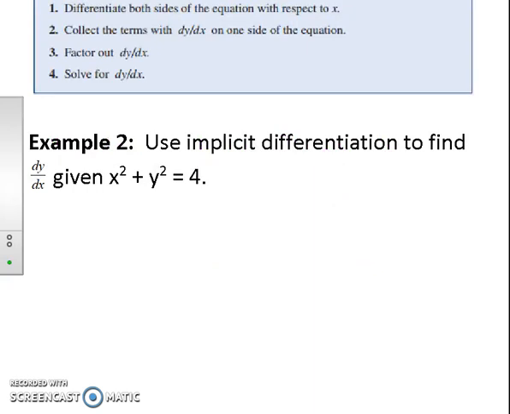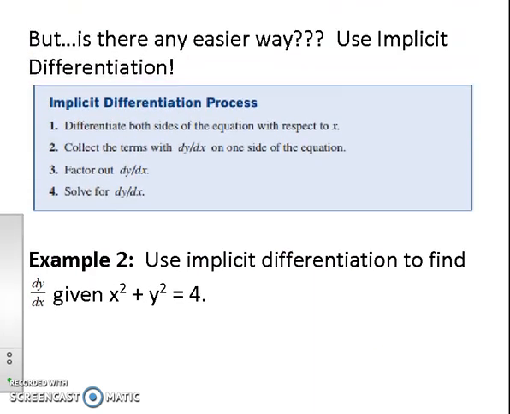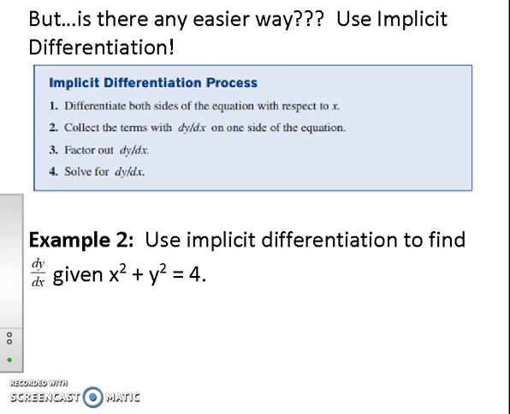So that is where implicit differentiation comes in. The implicit differentiation process is to differentiate both sides of the equation with respect to x. That means that every single term of both sides of the equation is going to be differentiated with respect to x. So even the things that have y variables in them are going to be differentiated with respect to x, and I'll show you in a minute how to do that.